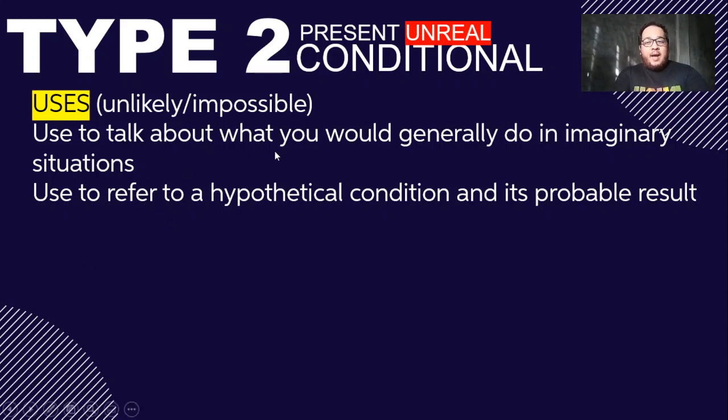Used to talk about what you would generally do in an imaginary situation. So you're talking presently, then what would you do if you were given a chance to be in that position? So we made use of type 2 conditional for that. Again, it refers to a hypothetical condition, an imaginary situation, and its probable result.